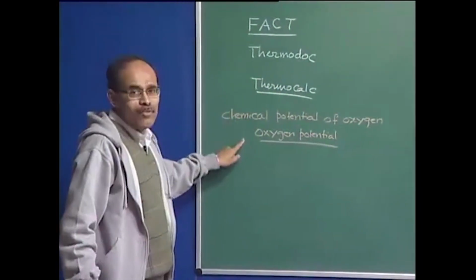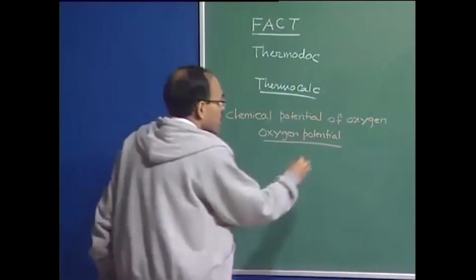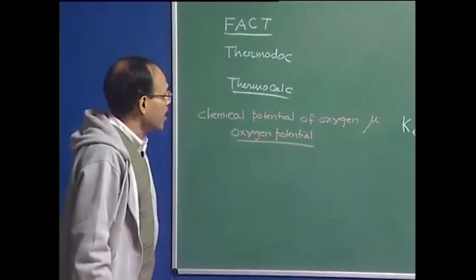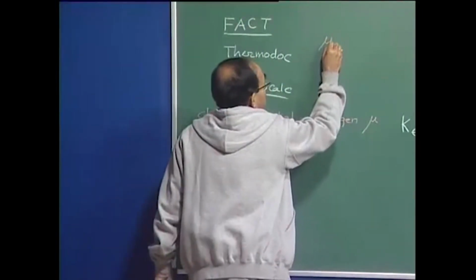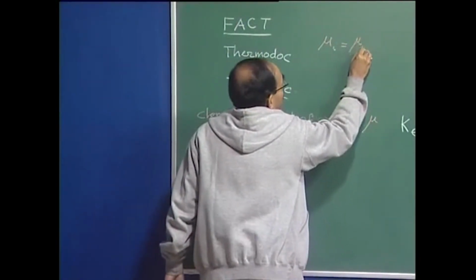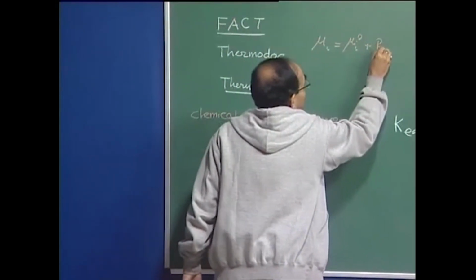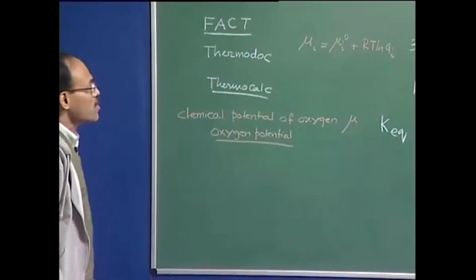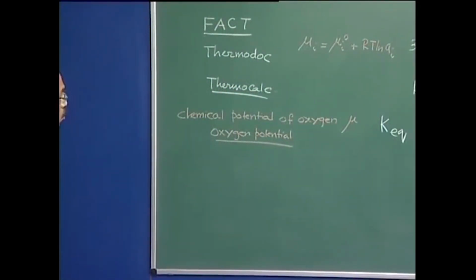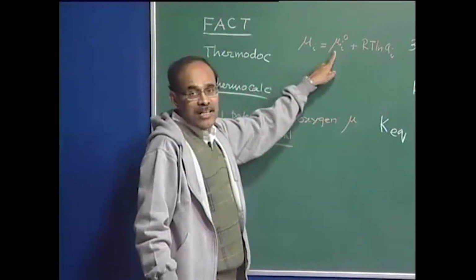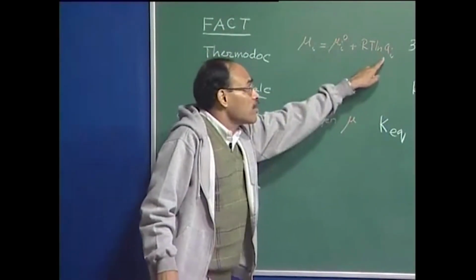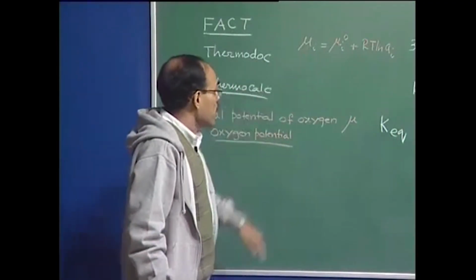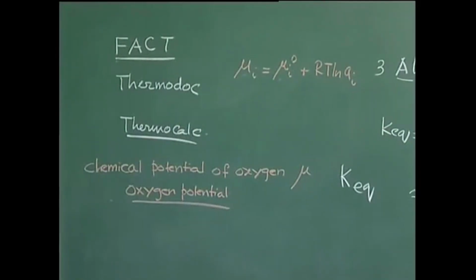This is a very important term which we frequently use: chemical potential. Our notation for chemical potential is mu, and for a species i it is written as mu_i equals mu_i naught plus RT ln a_i. That is the chemical potential, a standard, well-accepted formulation. The first term is the standard chemical potential of the species, this is the activity, and this is the chemical potential under consideration at a given condition.